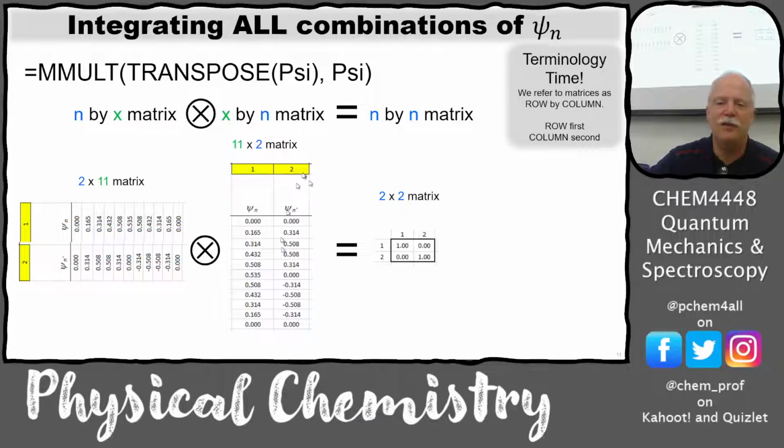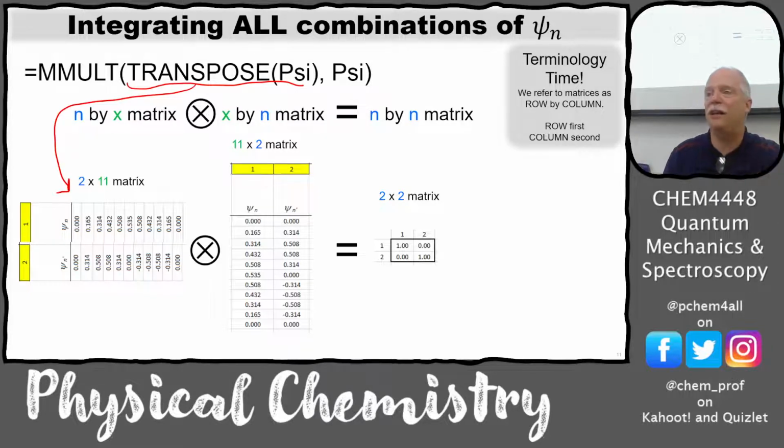So here we have our wave functions plotted in 2 columns. When we do the transpose of that, it flips it sideways. So this is the transpose part right there. You don't ever see that. It happens inside the formula. You type in this M mult, open parenthesis, you type out transpose, select these wave functions here, close the parenthesis, comma, and then select them again, close parenthesis, control shift enter, and you've got it.